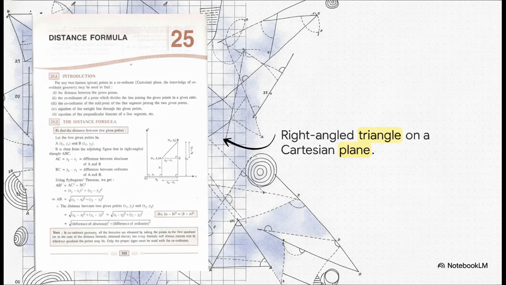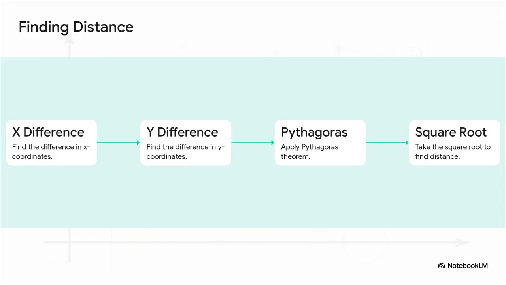Check out the right-angle triangle formed by points A, B, and C. The distance we want to find is the hypotenuse, line AB. But instead of just handing us the lengths of the sides, the grid gives us coordinates. We've got x1, y1 for point A, and x2, y2 for point B. And here's where the magic happens. Think about the base of that triangle. It's really just the difference between our x-coordinates. And the height? Just the difference between the y-coordinates.